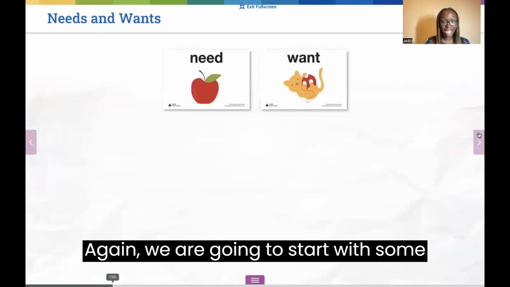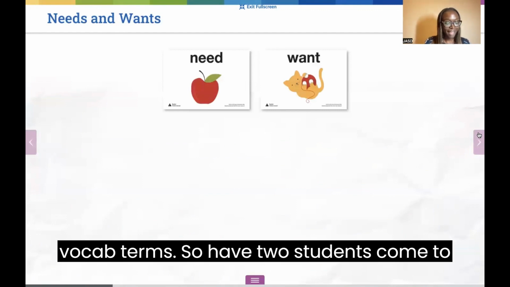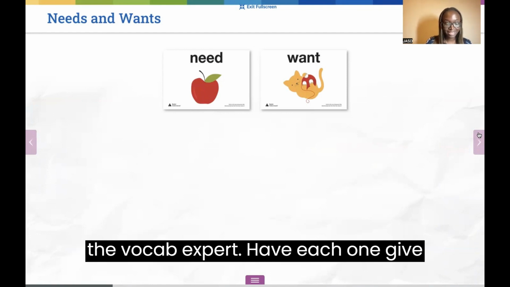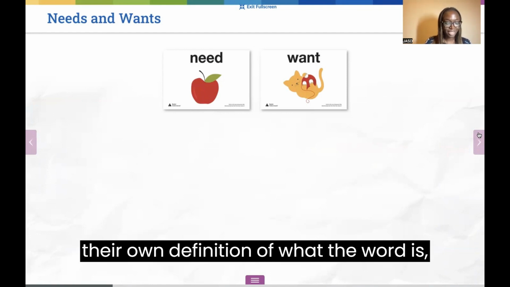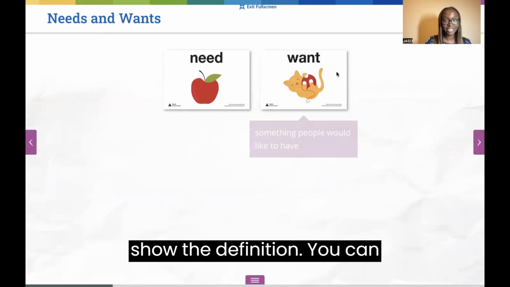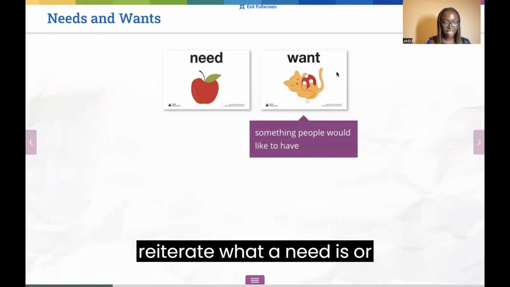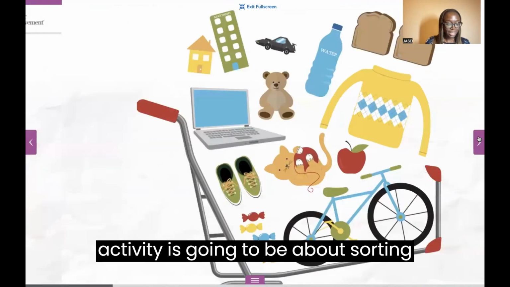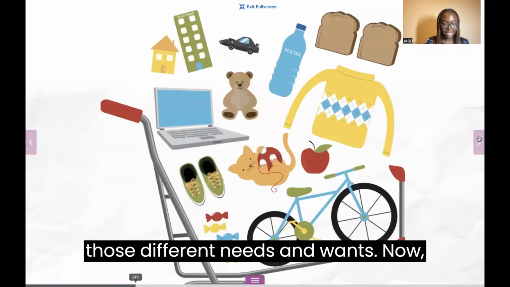Again, we're going to start with some vocab terms. So have 2 students come to the front of the room and have them be the vocab experts. Have each one give their own definition of what the word is, and then have them tap on the card to show the definition. You can reiterate what a need is or what a want is. Today's activity is going to be about sorting those different needs and wants.